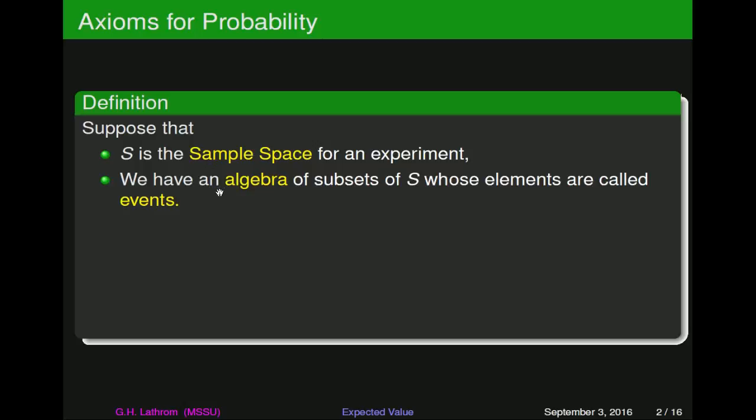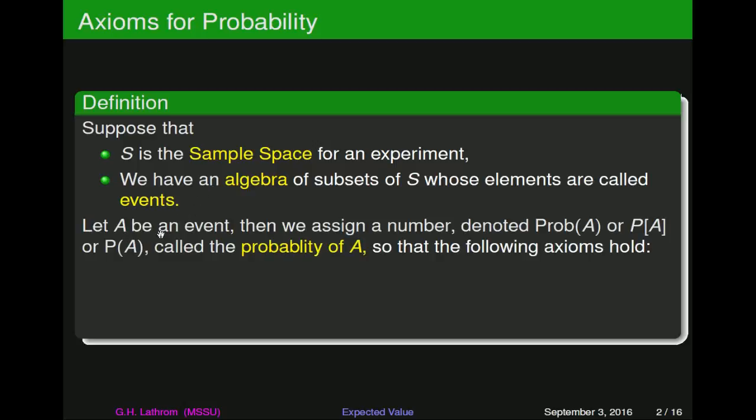Then on this sample space, we form an algebra of subsets. If you want to review what the properties of an algebra are, go back and take a look at some of our previous videos on sample spaces. But we've got an algebra of subsets of S, and the elements of this algebra we'll call events. So if we've got an event A in this experiment, then we will assign a real number to it, and we'll denote it by prob A, P of A in brackets, or P of A with open brackets, and that real number we'll call the probability of A, and we've got certain axioms that will apply.